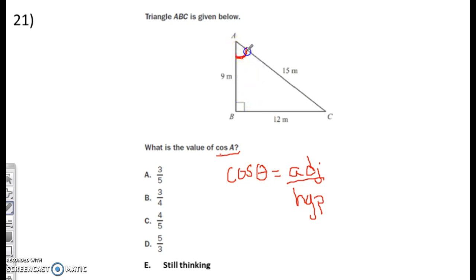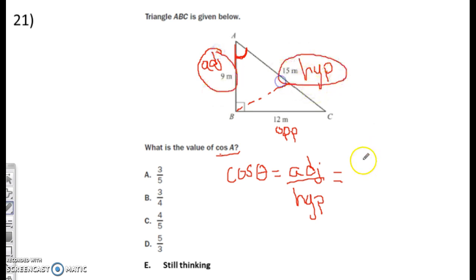So we're going to label everything on our triangle based off angle A. I like to label the hypotenuse first. It's across from the 90-degree angle. The side that touches angle A is going to be the adjacent, and the side opposite from angle A would be opposite. So for cosine of A, we need the adjacent and the hypotenuse, so that would be 9 over 15.